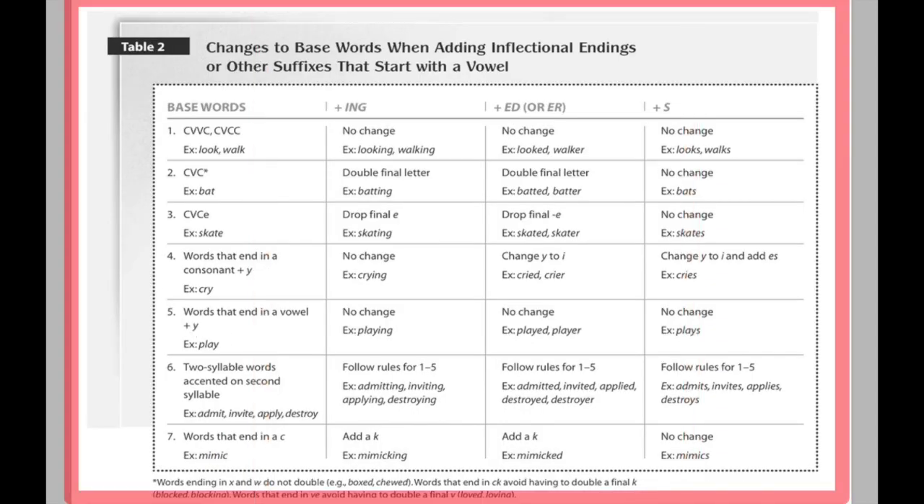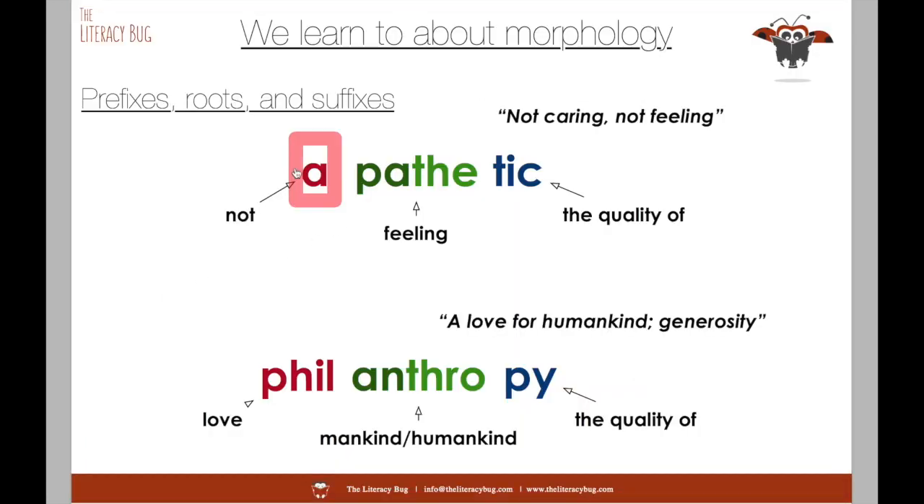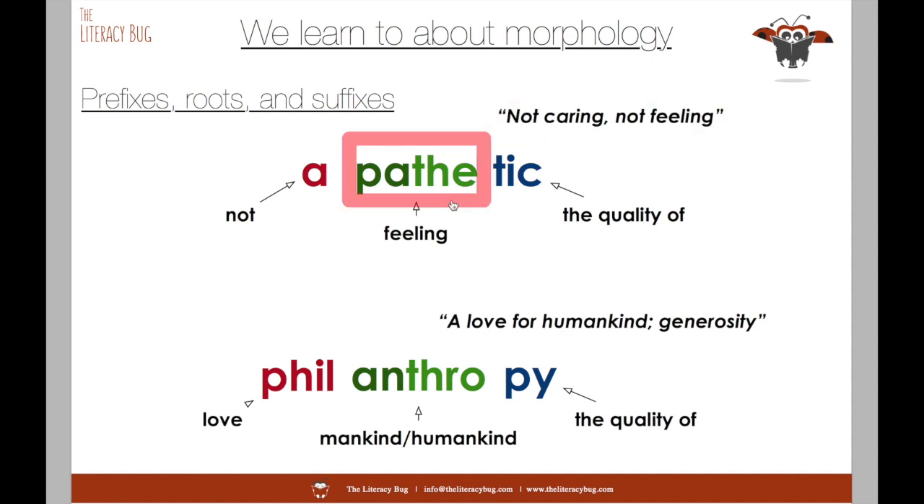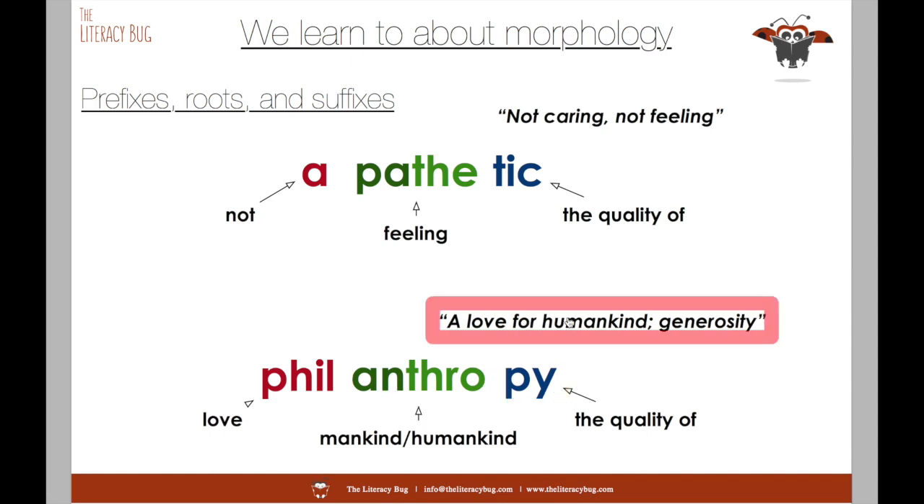and understood and mastered with experience. And we also learn about morphology. We learn about prefixes and root patterns and suffixes. So this word apathetic, we know that a means not, path means feeling. So the quality of not feeling or not caring. Apathetic means not caring. Philanthropy, phil means love. Anthro means humankind or mankind. So a love for mankind or generosity.